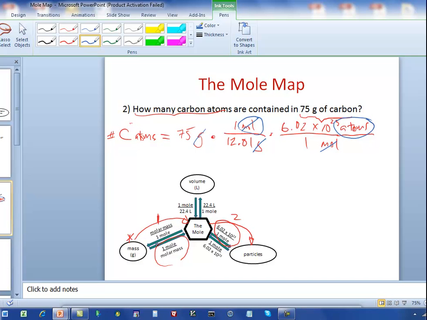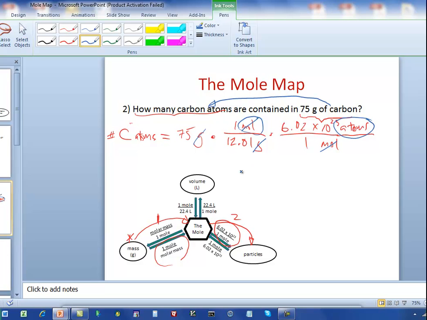So that's how we traverse. Conceptually, that's what we're doing. We're trying to get from a certain amount of carbon in grams, and we're trying to convert that to the number of carbon atoms. In order to get there, we have to apply 2 conversion factors. First, we have to multiply mass by 1 mole over the molar mass of carbon. That gives us moles. Then we need to multiply by Avogadro's number over 1 mole, and that gives us the number of particles, which in this case is atoms.